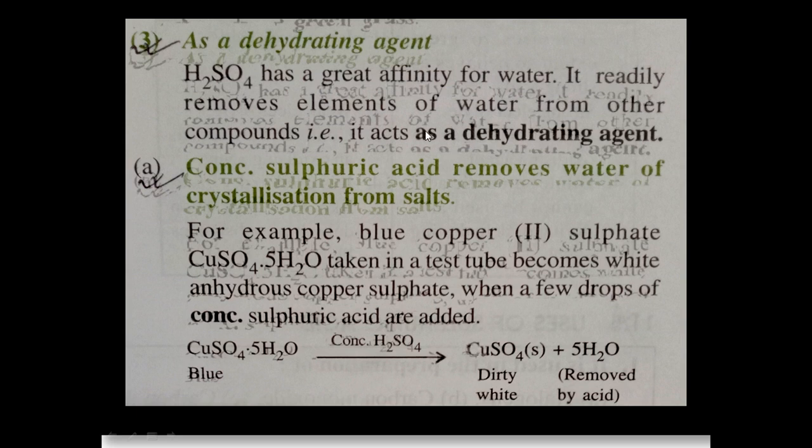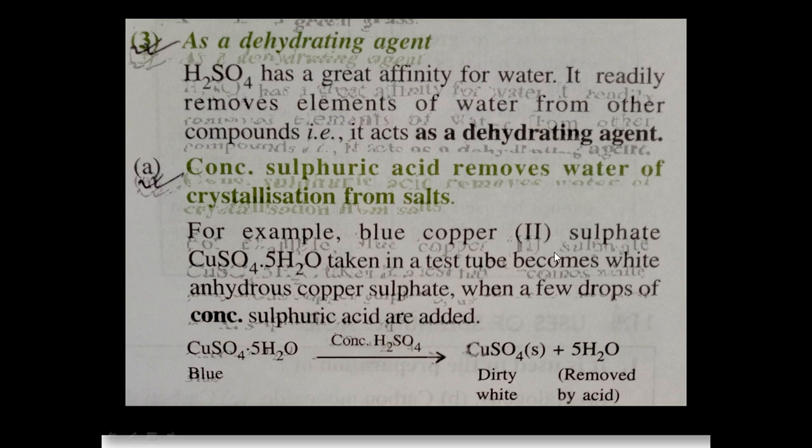So if someone asks you why sulfuric acid is termed a dehydrating agent, it is because it can remove water from other compounds, as it has a great affinity, a great attraction towards water. Then concentrated sulfuric acid removes water of crystallization from salts as well. That means hydrated salts, which are salts with water molecules. When combined with concentrated sulfuric acid, they lose water molecules.